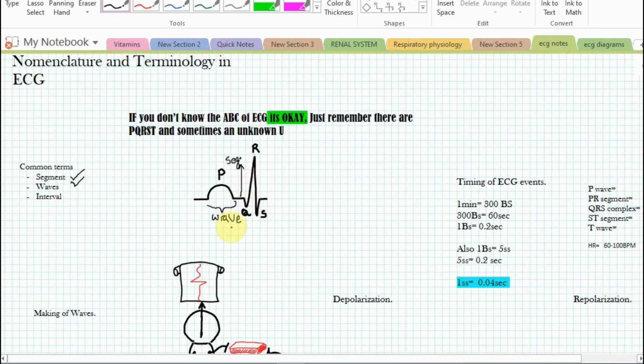Now, if you understood that well, the same way, this is an R wave, this is an S wave. A combination of a wave and a segment is called an interval. It doesn't always have to be a wave and a segment; sometimes it can be wave plus wave. It's just a combination of more than one of these factors. We call it an interval, such as the PR interval or the QT interval.